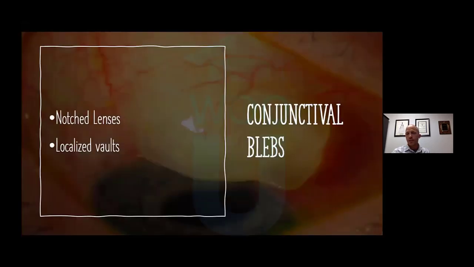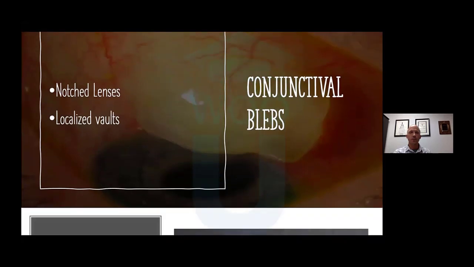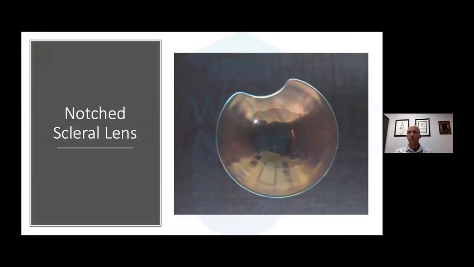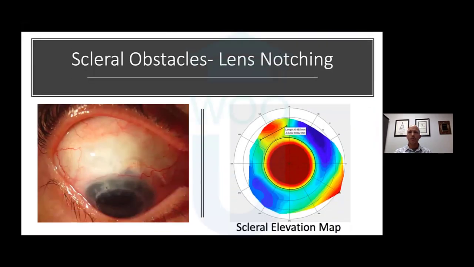Okay, then for case examples, I just want to finish up with conjunctival blebs, because this certainly falls in the realm of advanced fitting. And for blebs, we can either use notched lenses or localized vaults. It used to be that I would fit notched lenses, and I would have a diagnostic lens in the office that I would use to help me with measurement, and then basically communicating with the lab about what I needed. But now we can really use software to help us with a notch.